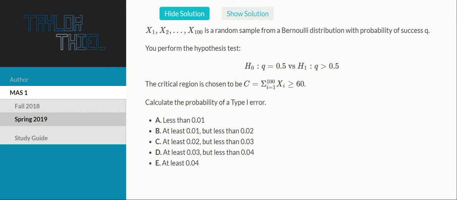The critical region is chosen to be C equals the summation of x sub i from 1 to 100 is greater than or equal to 60. Calculate the probability of a type 1 error.